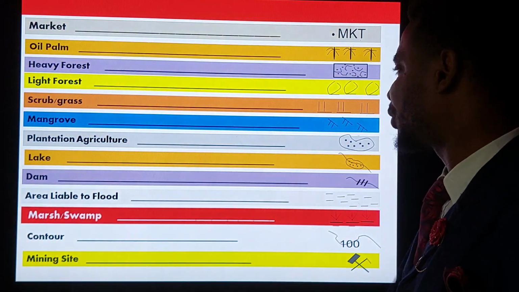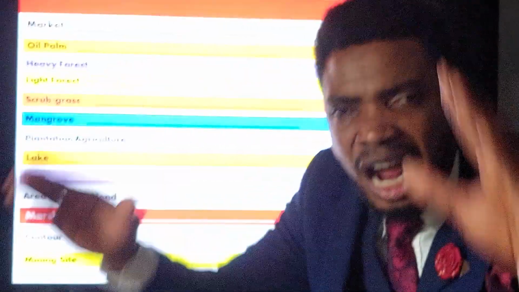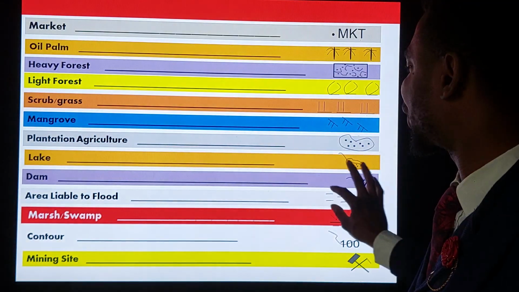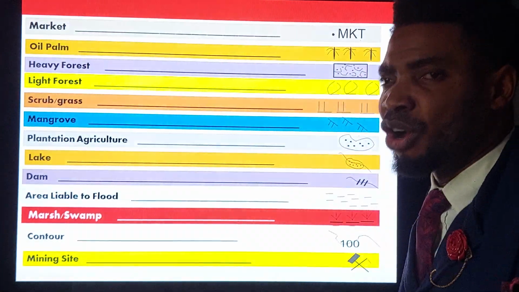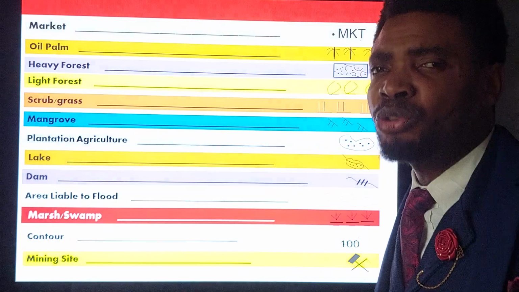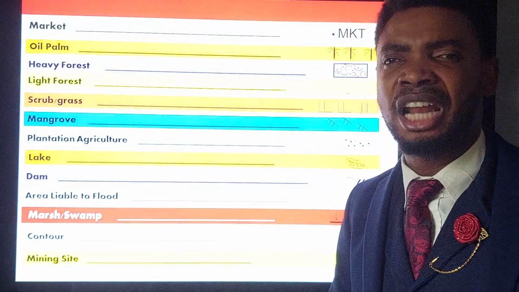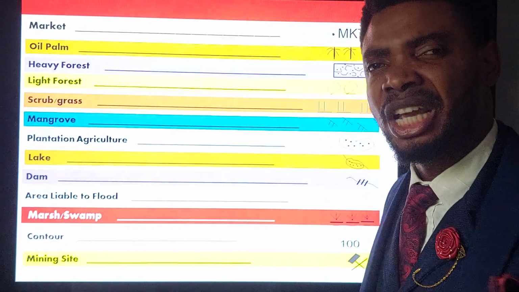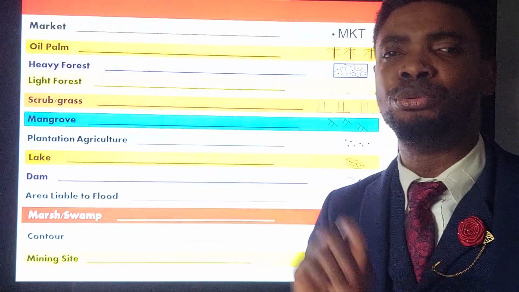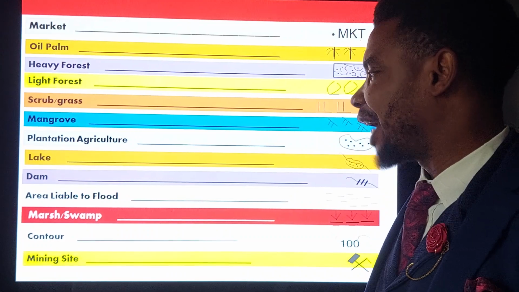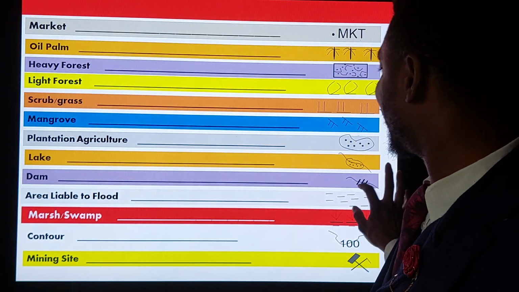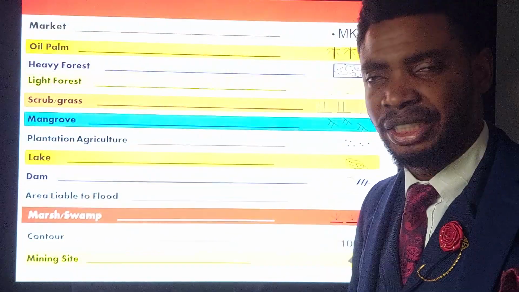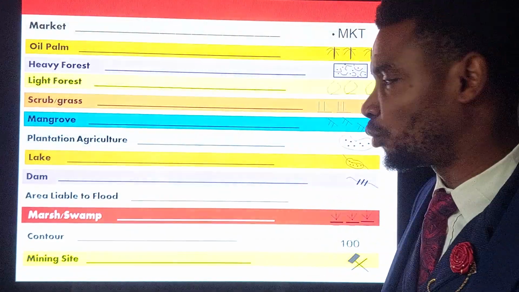Then for a lake, you have something that looks like a dam on a river. Then for area liable to flood, you will see dashes. All these dash lines will be clustered around a particular area. How will you identify that this place is an area liable to flood? When you see a river going. Rivers are often represented with a blue line in a map. So when you see all these dash signs, and especially when there is a blue line, it means it's an area that is liable to flood.